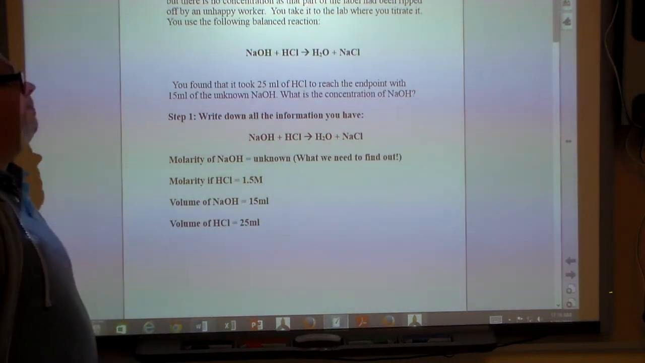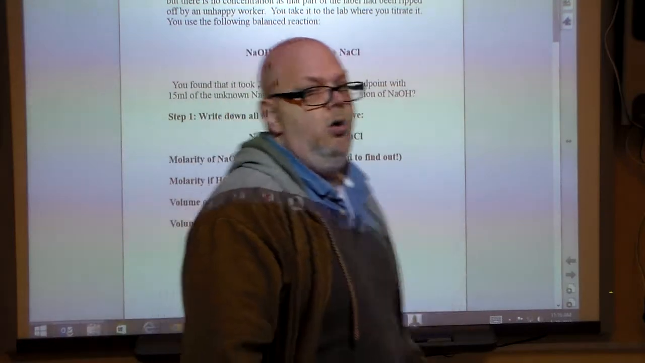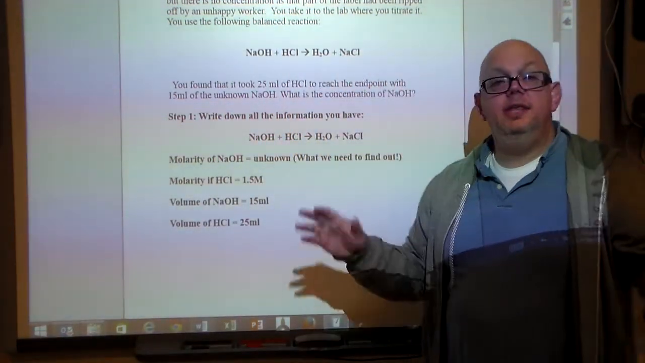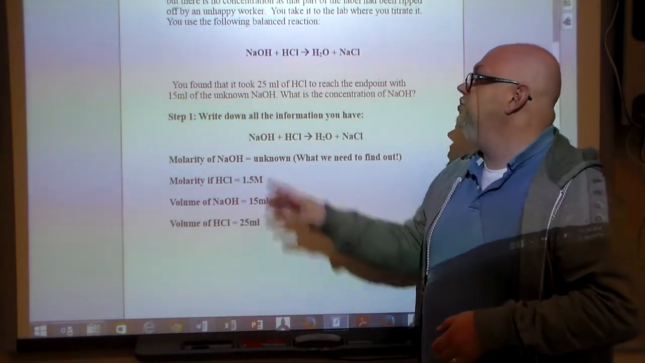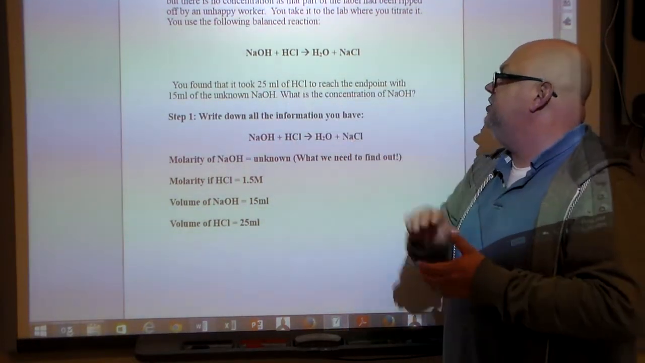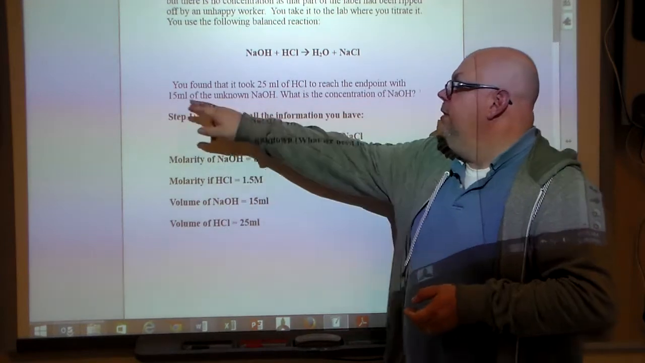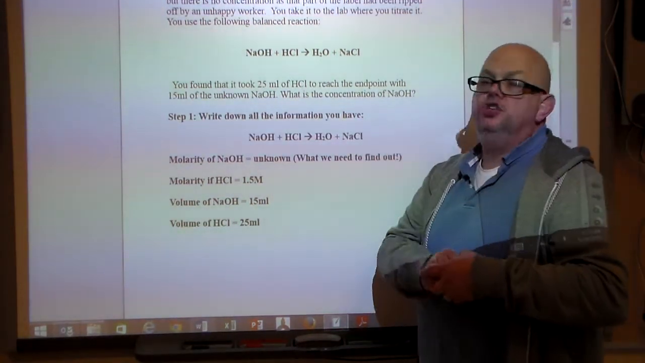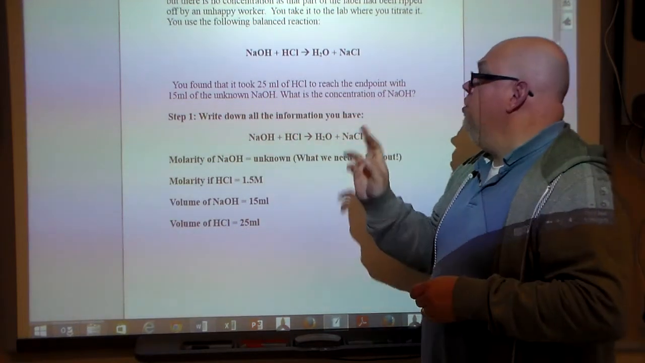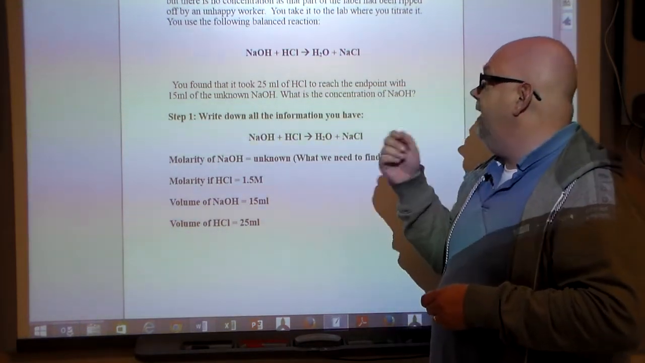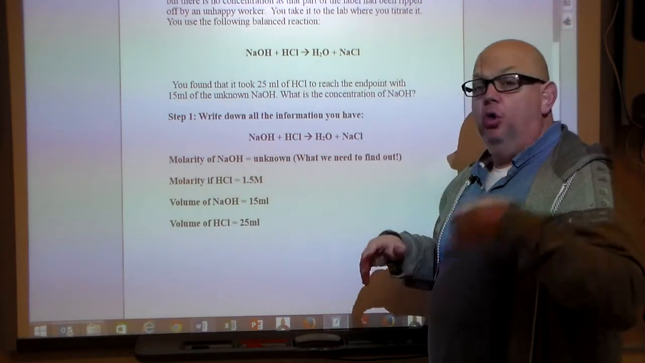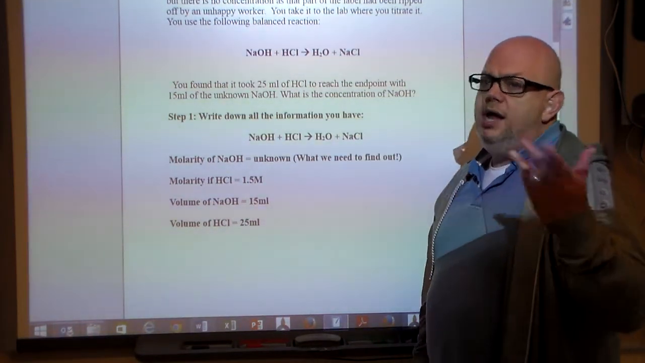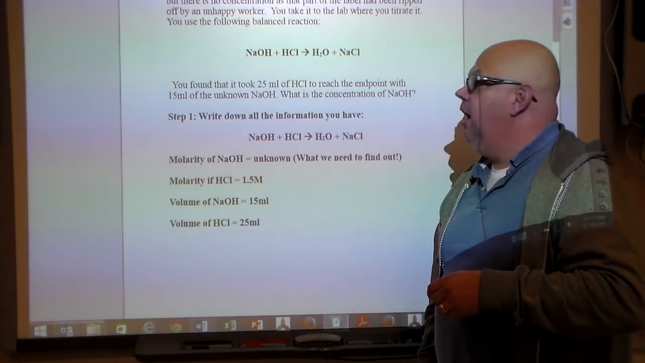You use the following balanced reaction: NaOH and HCl give H2O and NaCl, and yes, it is balanced. You found it took 25 milliliters of this HCl to reach the end point with the 15 milliliters of the unknown NaOH. What is the concentration of NaOH? If you're not familiar with terms like end point or titration, I would recommend you catch my previous video where I introduced the idea of titration.